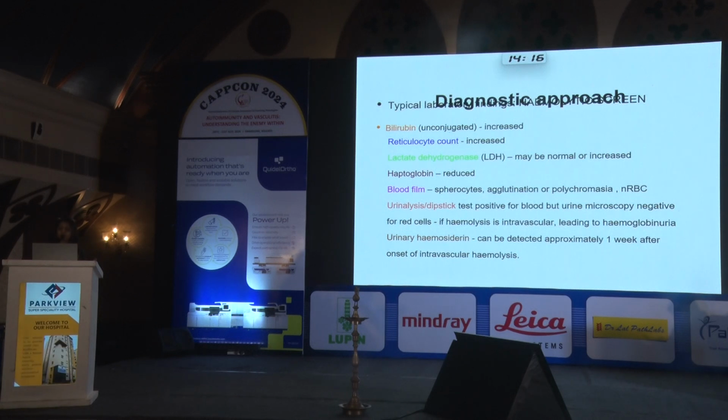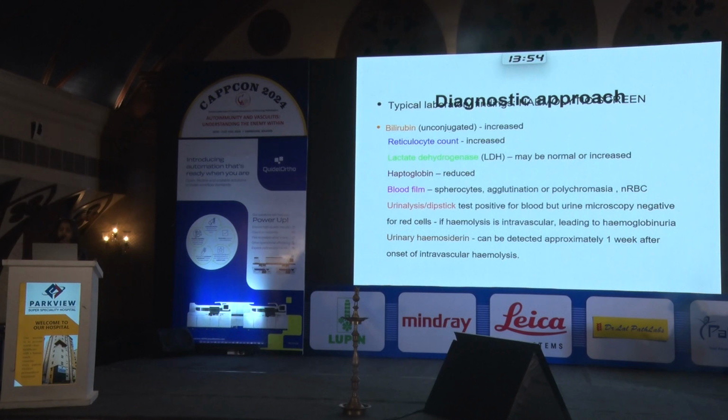And the blood film, which is very important, will show us spherocytes, NRBC. It may show polychromasia and agglutination. So that's when we have to start suspecting whether it's going to be the warm type or the cold type. And in fact, we look for guidance from the pathologist looking at the slide to point out to the clinician to request the appropriate tests.